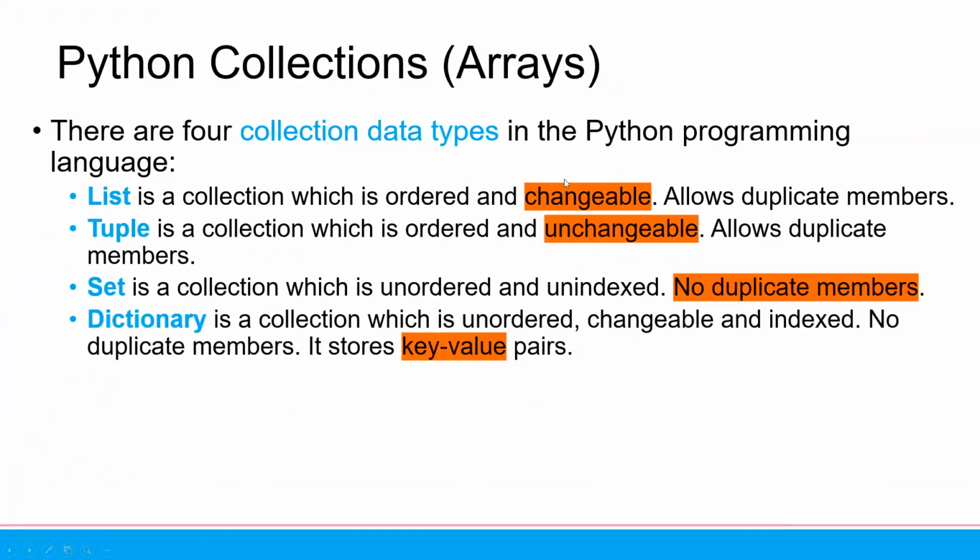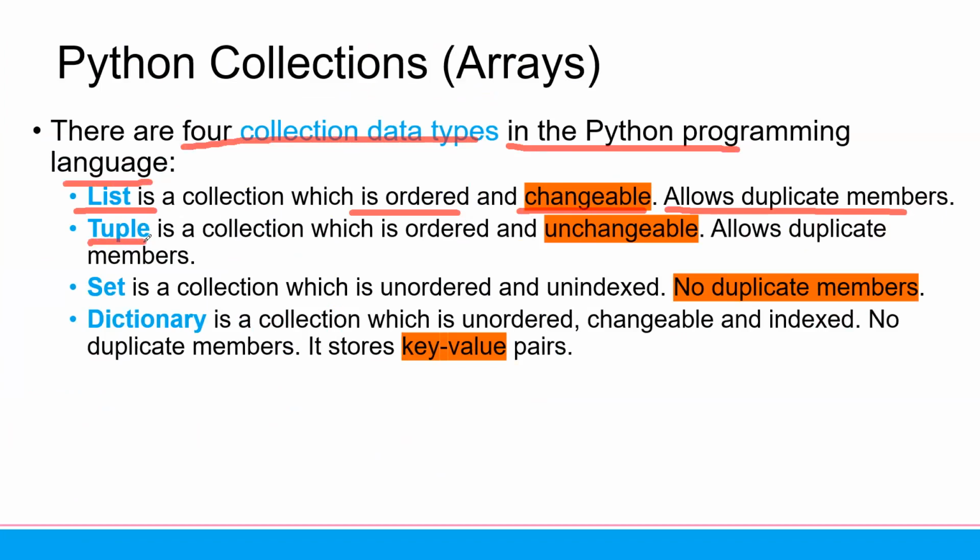In Python, we can use a kind of array, and there are 4 collection data types in the Python programming language. First, it is list, what we already saw before. List is ordered and changeable, so you can change the value. It allows duplicate members, so if some data are duplicated, it is okay.